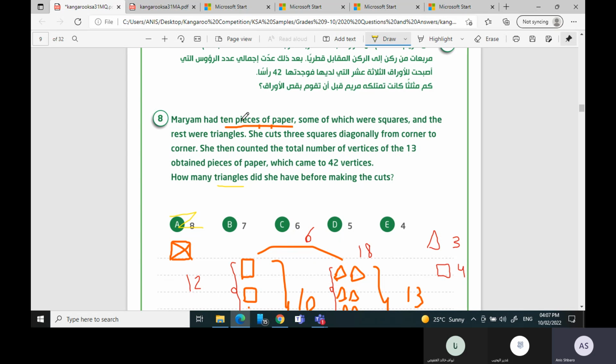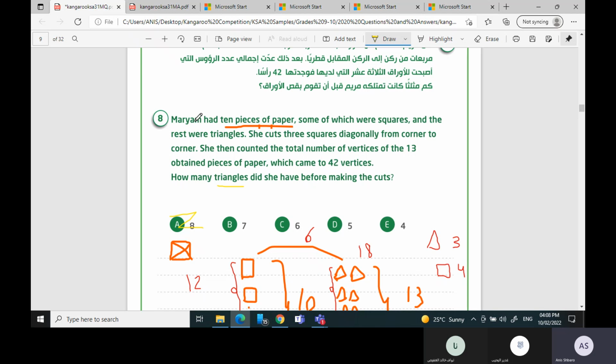Okay, Nawaf. So at the beginning, we had 10 pieces of paper. Some were squares and the rest were triangles. Okay, so of course, we're dealing with maybe 5 squares, 5 rectangles. I don't know the number now, but I will guess it later.